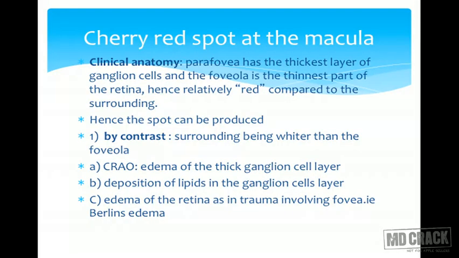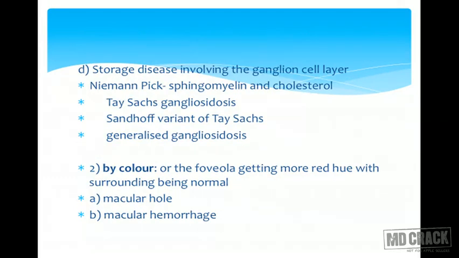The parafovea has the thickest layer of the ganglion cells, and the foveola is the thinnest part of the retina. Hence, relatively, the foveola appears red as compared to the surrounding because of the thinness and the choroidal see-through. The spot, hence, can be produced either by contrast, as in the surrounding retina being whiter than the foveola, or by color, the foveola getting more red hue as compared to the surrounding.